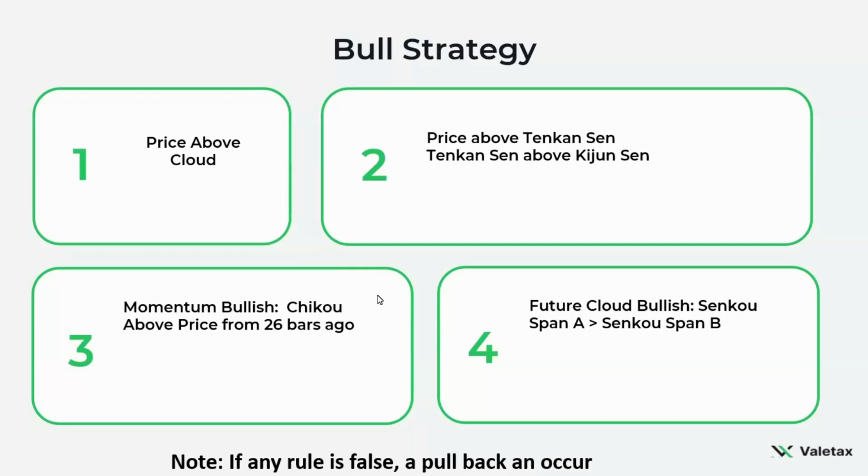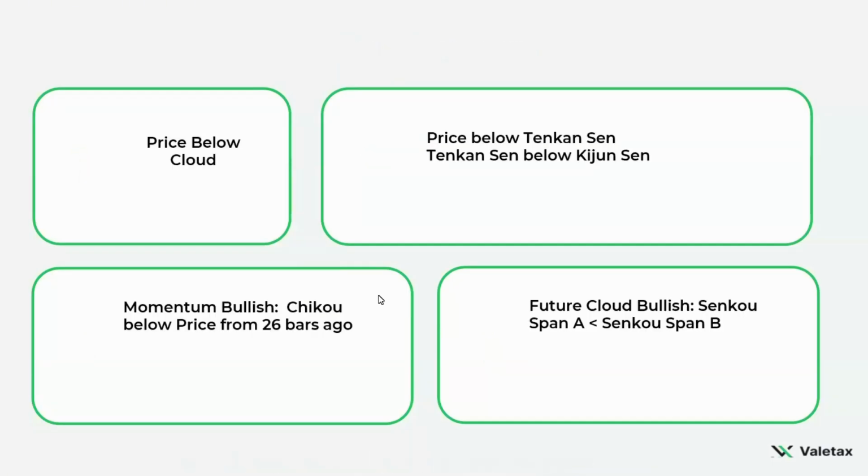So this is the bullish strategy here. The bearish, of course, is the opposite, where you're looking for price to be below the cloud initially. Then you're looking for the price to be below the Tenkan-sen and Kijun-sen. So in the sequence from top to bottom, you're looking for the Kijun-sen, the green line, then the Tenkan-sen, the red line, and then price.